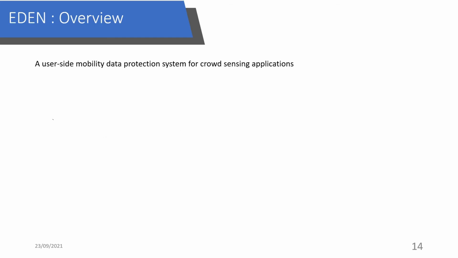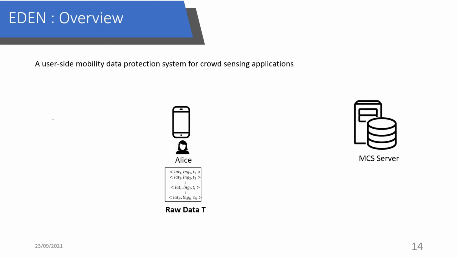Here comes our contribution, EDEN, a user-side mobility data protection system for crowd sensing applications. Let us consider Alice, who wants to participate in a crowd-sensing campaign using her smartphone. Before sending the geolocated data to a mobile crowd-sensing server, MCS, Alice locally sanitizes her mobility data thanks to a set of LPPMs with different configurations.